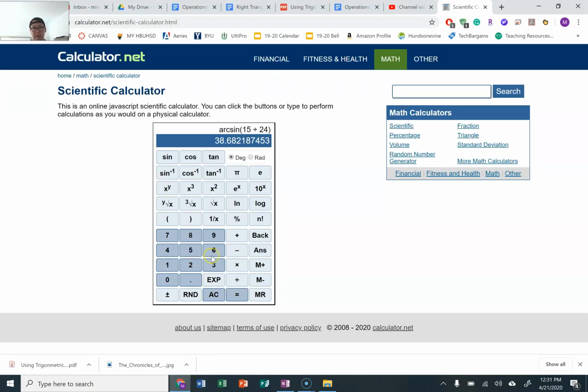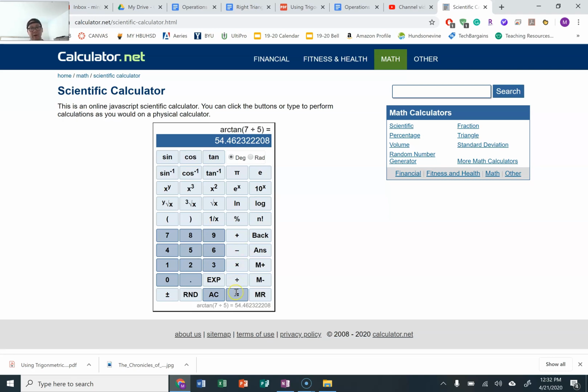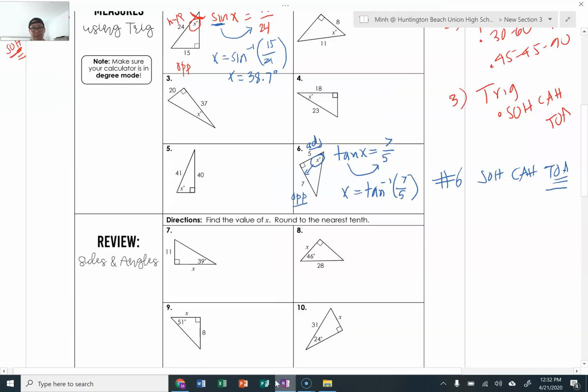So over here, I'm going to clear it up, the AC right here. Inverse tan, remember, don't press tan because that's solving for the side. Since we're trying to solve for the missing reference angle, we're going inverse tan. I know it's going to appear as arctan, that's fine. 7 divided by 5. We're going to close that, press enter, and then our angle is 54.5 degrees, right? Because we're rounding it to 1 decimal place. So that's going to be x is equal to 54.5 degrees.